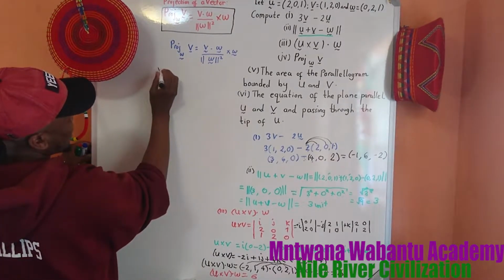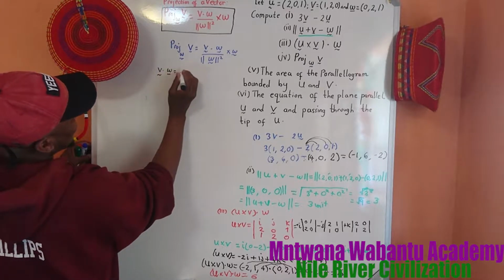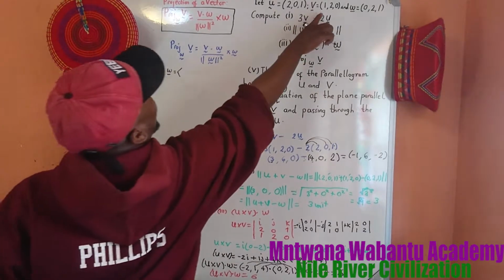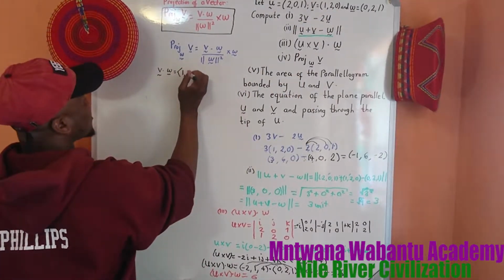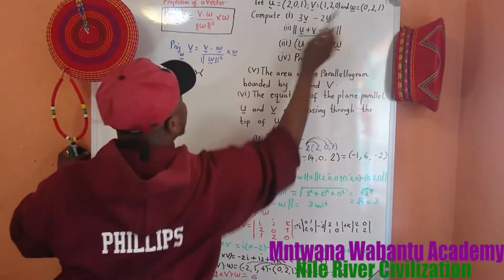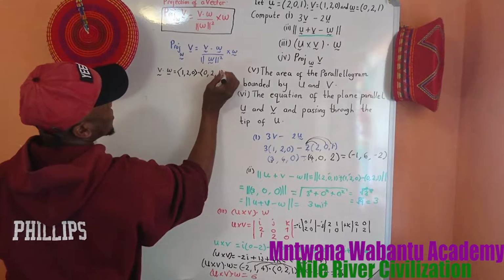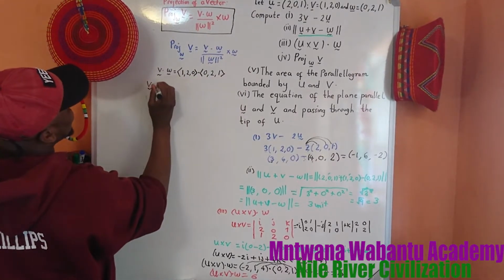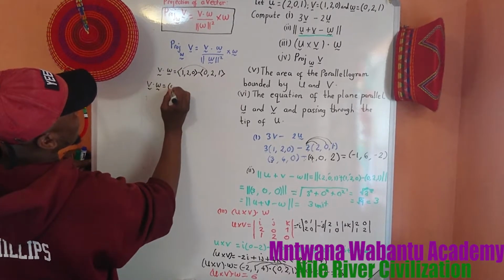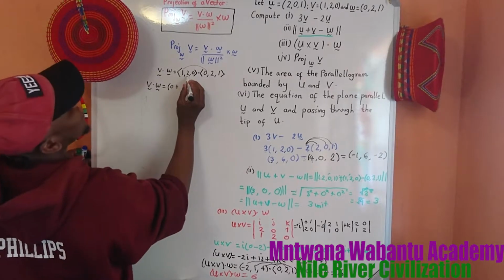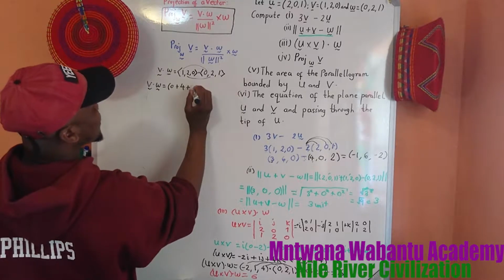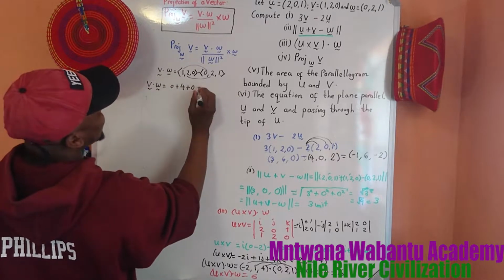So we say V dot W. Let's start there. So what is V? V equals 1, 2, 0. So we want to dot with W. What is W? 0, 2, 1. So dotting is easy. V dot W equals 1 times 0, 0, plus 2 times 2, 4, plus 0 times 1 is 0. So let's add them all. When you add them, it equals 4.